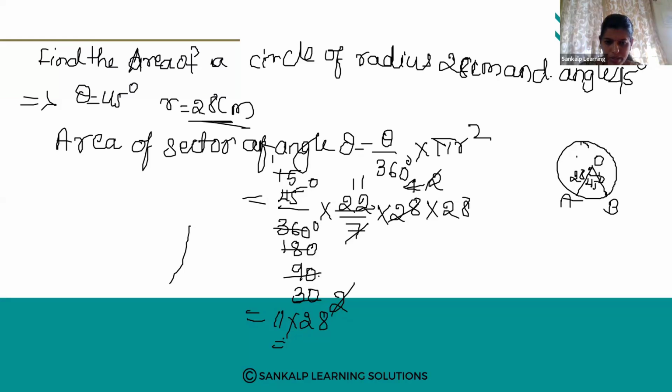11, 15 ones are 15, twos are 30. Yes. So finally you will get 11 into 28. That is 11 eights are 88. So 11 twos are 22, 22 plus 8, it is 30. So finally we'll get 308 centimeter square. Yes, it is in centimeter. So the area of the sector is 308 centimeter square, right?